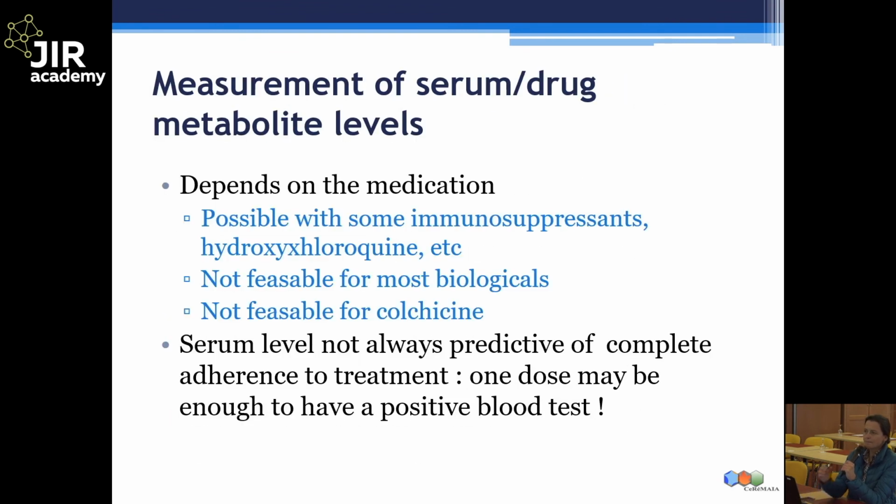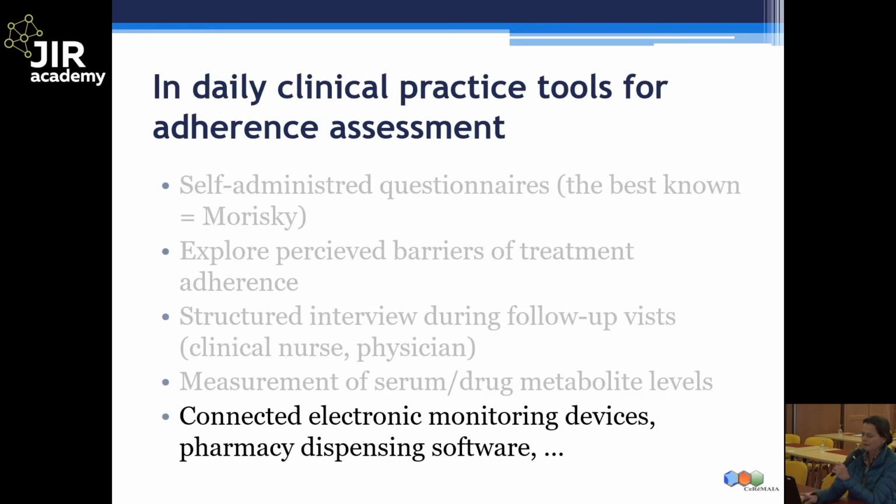In some cases, you could maybe measure serum drug metabolite levels, but that depends really on the medication. It's possible with some immunosuppressants, but not feasible for most biologicals, for instance. It's not feasible for colchicine. And the problem is that serum levels are not always predictive of complete adherence to treatment. One dose may be enough to have a positive blood test. So it's not a very good tool for adherence assessment.